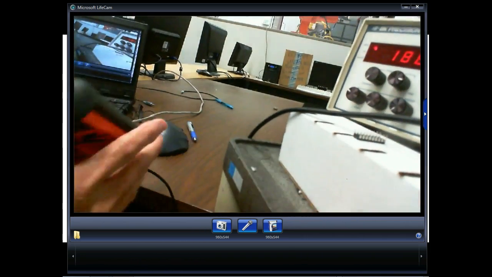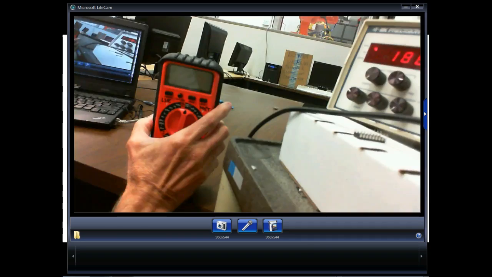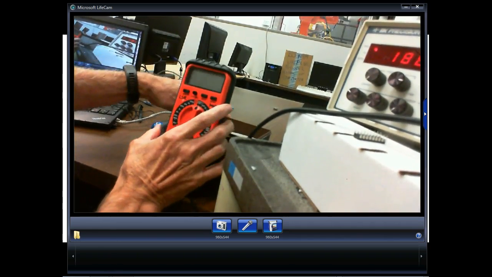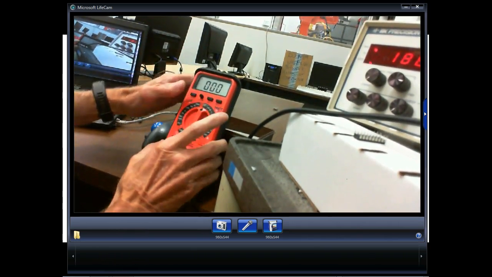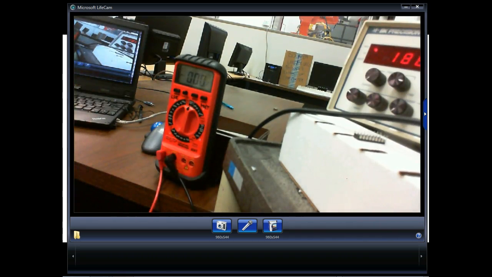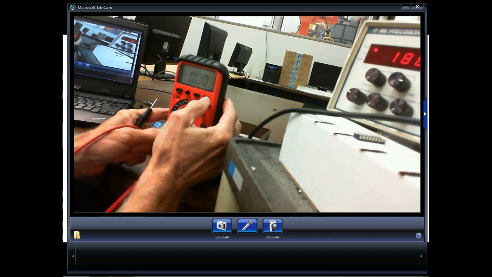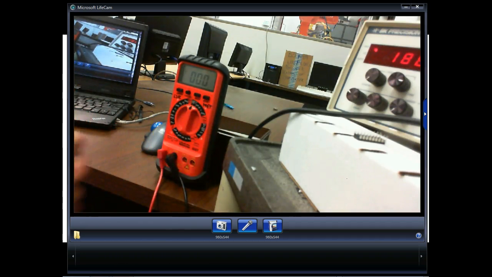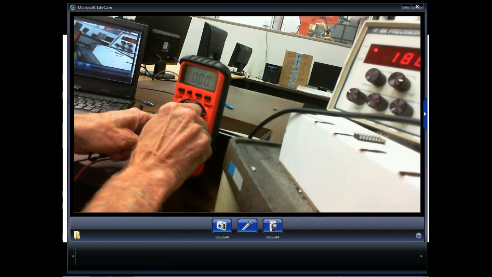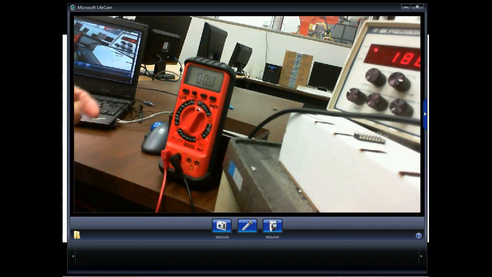I'm going to take my meter, and the stand's messing up on it. Let's see if I've got something I can prop it up with. I'm going to turn it on. And I'm going to take these meter leads and put them into my power strip over here. And I'm going to put it on AC and 200 volts. And I'm going to come up here and plug my meter into my power outlet.